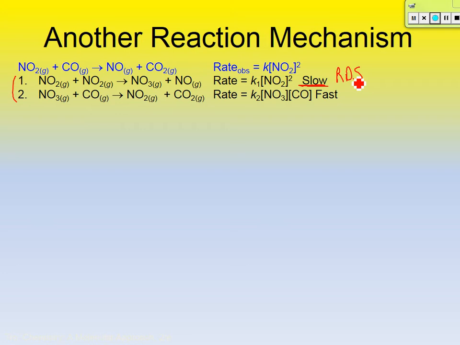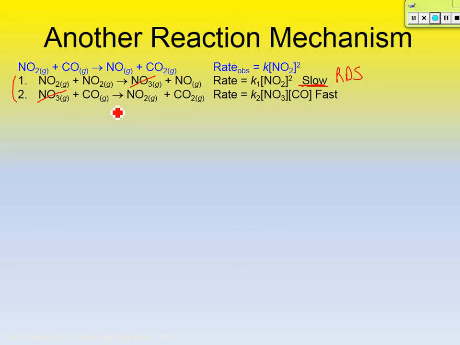Okay, here's another question for you. What would the intermediates be for this reaction? Remember that intermediates can be canceled out and they don't show up in the overall reaction. So think about that. What are our intermediates? So if you look here, NO3 does not show up in our overall reaction because NO3 is formed in step 1, but then it is consumed in step 2, so it will cancel out.